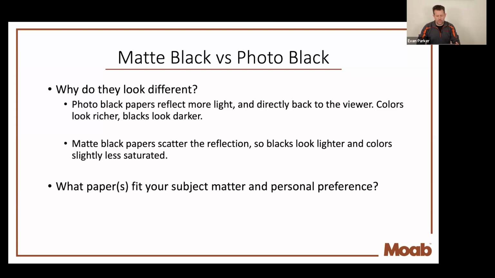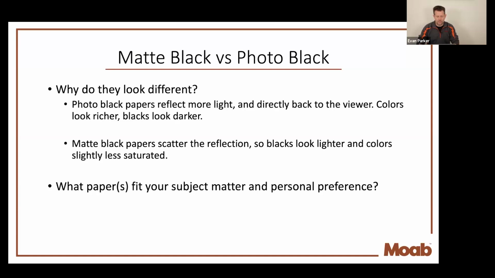Matte black versus photo black. Why do they look different? So photo black papers, because of that surface shine, reflect more light, and they reflect it right back to us as the viewer. And because of that, blacks look a little darker, images look a little more saturated, and it looks like you have a slightly larger tonal range.